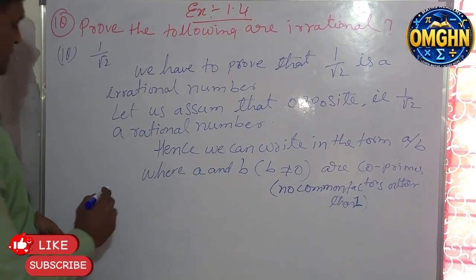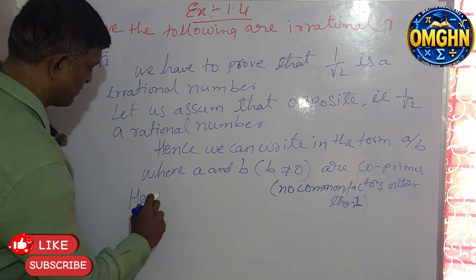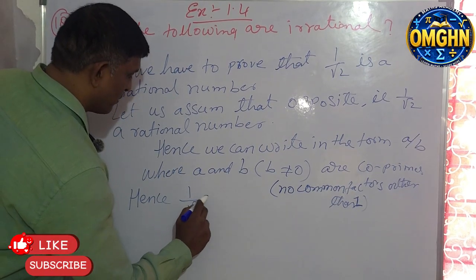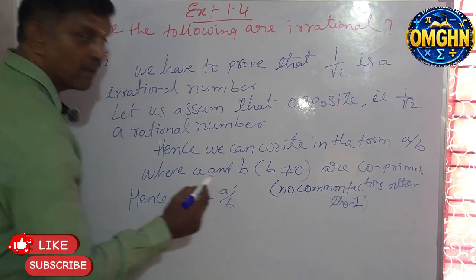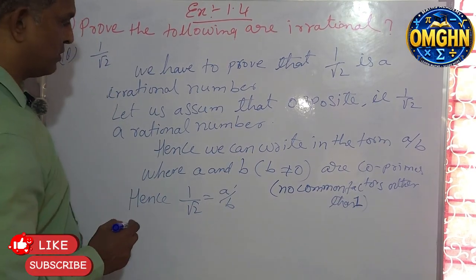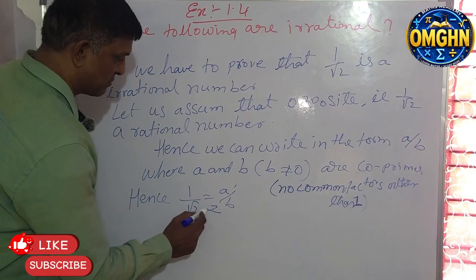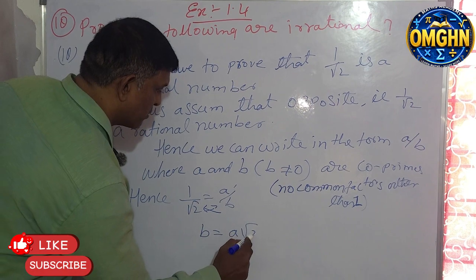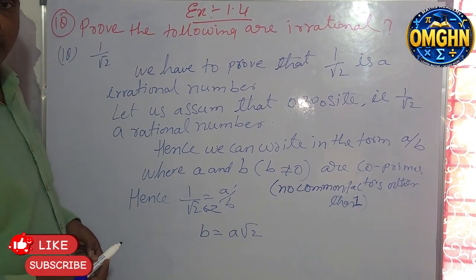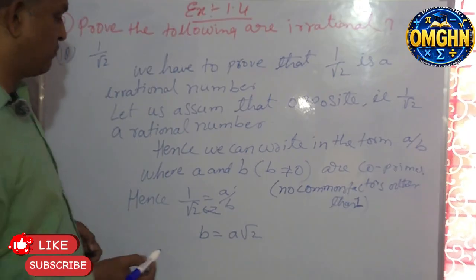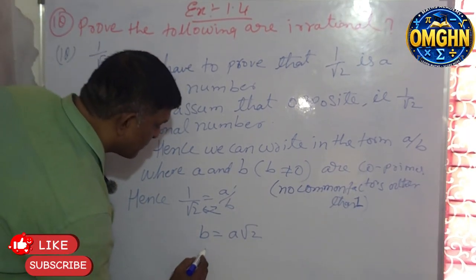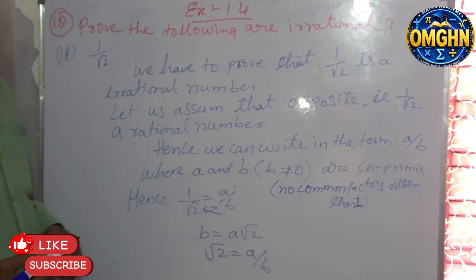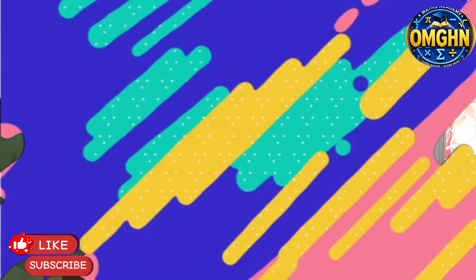Okay. Now, hence 1 by root 2 equal to a by b. Now, what we are doing? We are cross multiplying. That is, b equal to a into root 2. Okay, we are getting like this. Now we can write like this also. That is, root 2 equal to a by b.